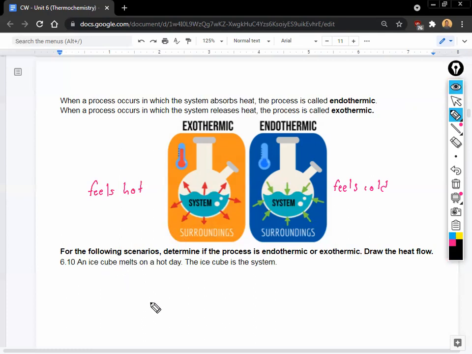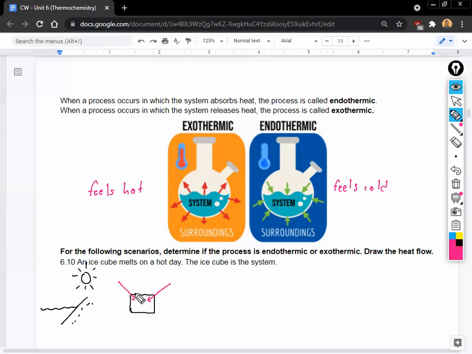So here it says an ice cube is melting on a hot day. So I'm going to draw an ice cube, and it's a hot day, so the sun is out, right? Maybe you're at the beach, and then we have this random ice cube just sitting there in the sand. It says the ice cube is the system. Now, the ice cube is melting. So if the ice cube is melting, is it absorbing energy from the surroundings or is it releasing energy? Yeah, it's absorbing energy. The ice cube is taking in energy, right?